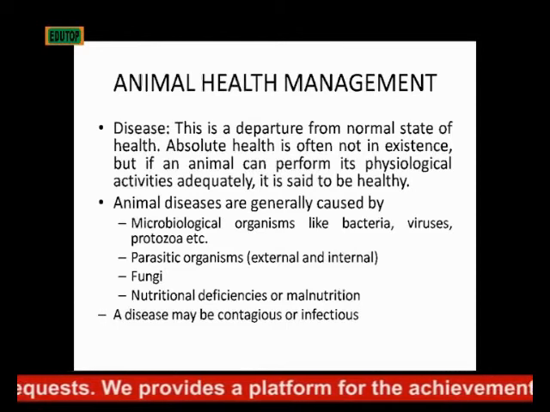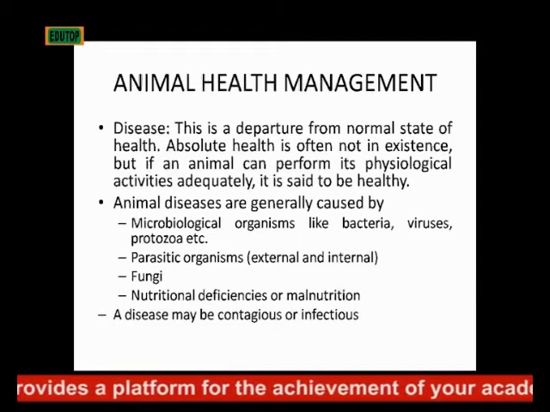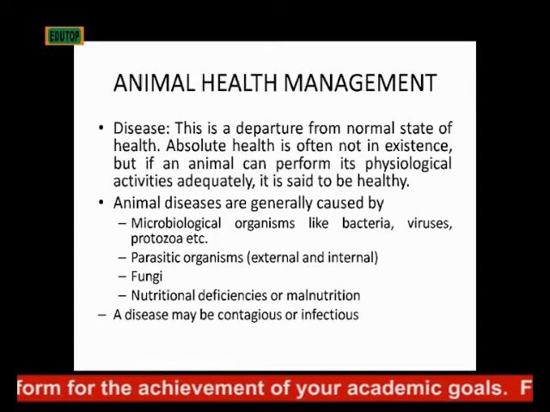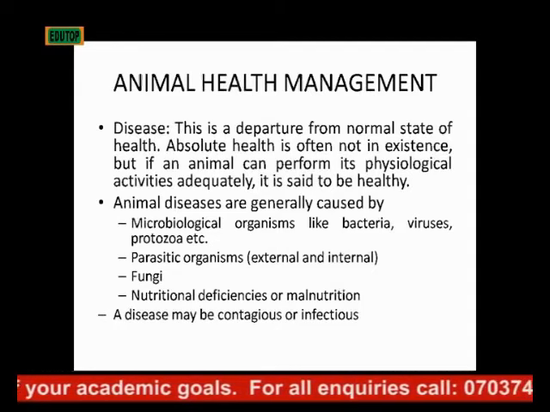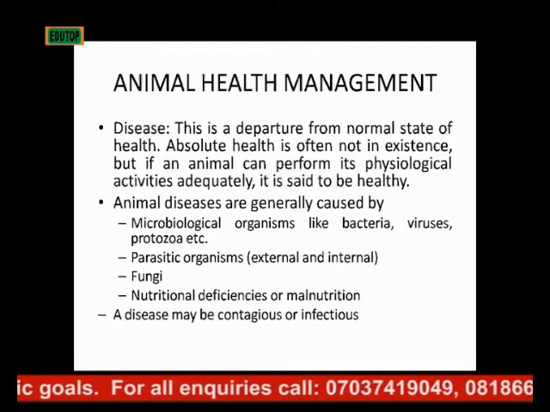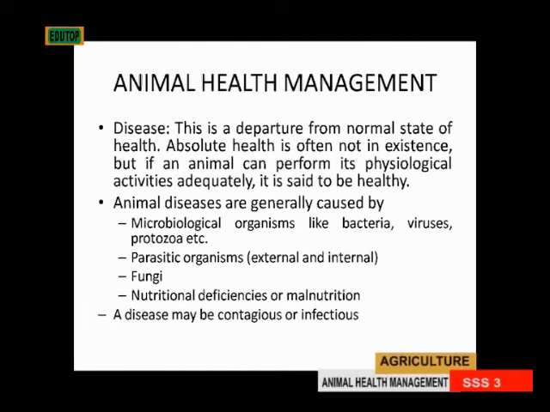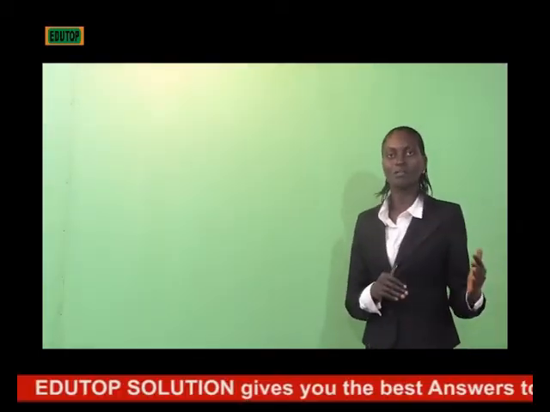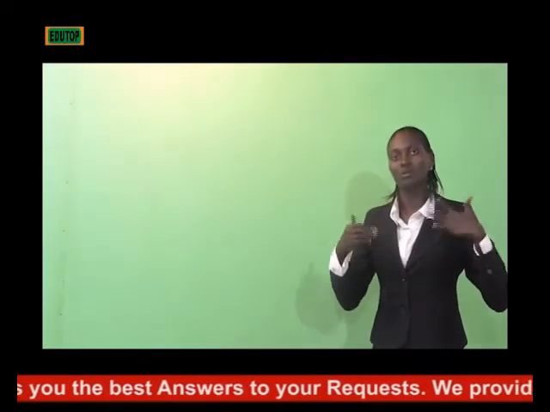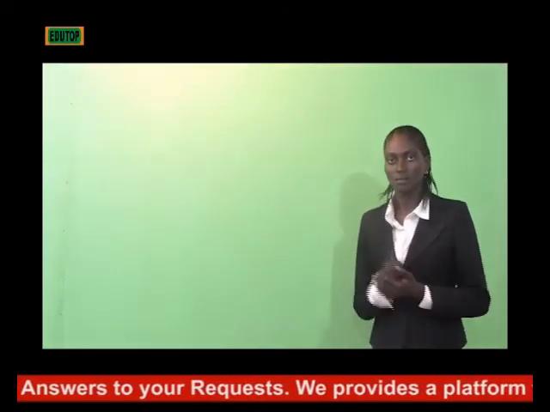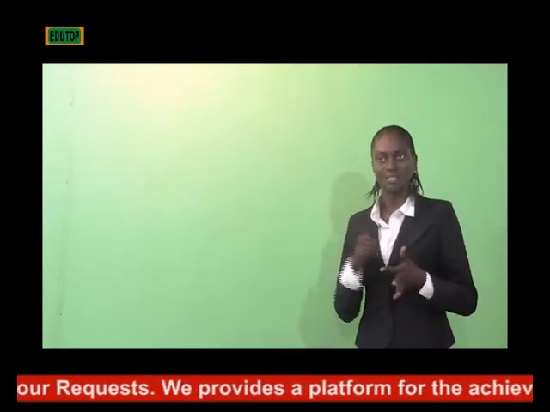Actually, medicine has told us that absolute health does not exist. That is, you cannot say you are 100% healthy; perfect health does not exist. But if an animal can perform its physiological activities adequately and effectively, we say the animal is healthy. But when there is an absence of this performance, that is, the animal cannot adequately perform its physiological activity, then we say the animal is diseased.